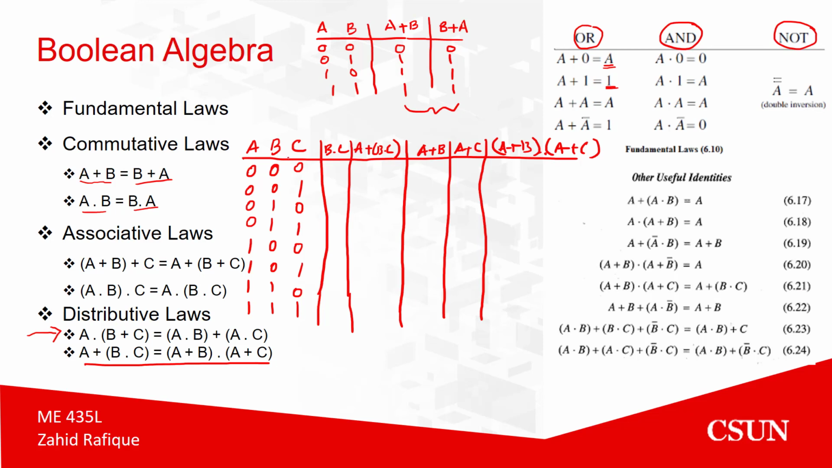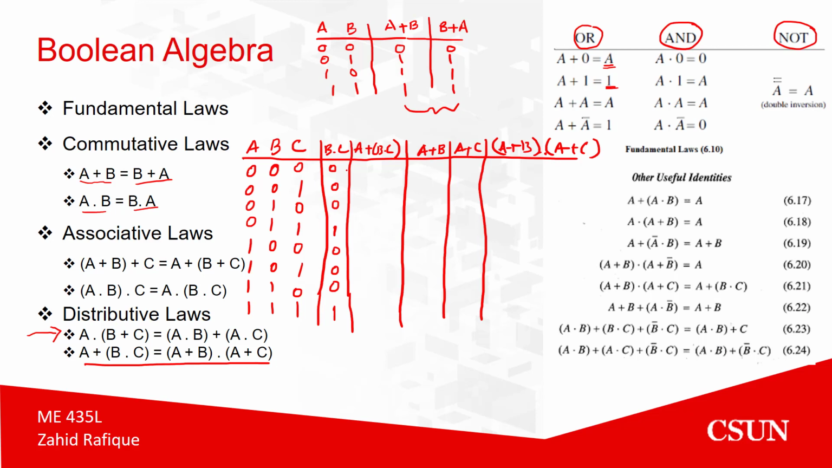Now B and C. B and C is these two columns here. My output will be 1 when both of these values are 1. Which happens only at this row here, row 4, and in the last row. Everywhere else I have at least one 0. So that means that those rows will be zeros.